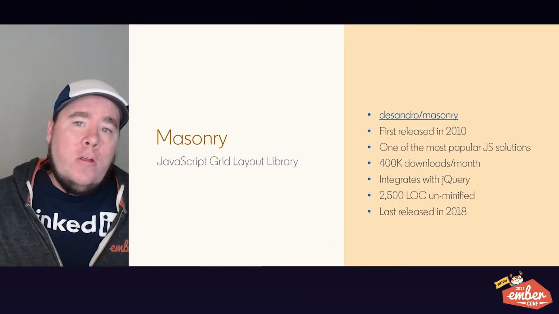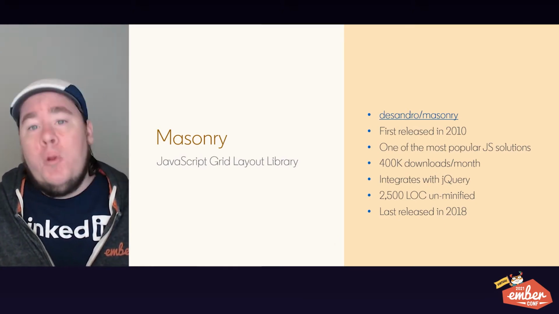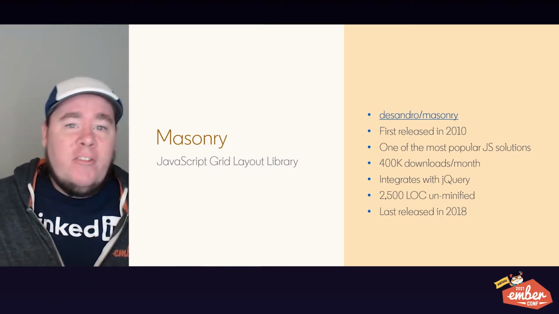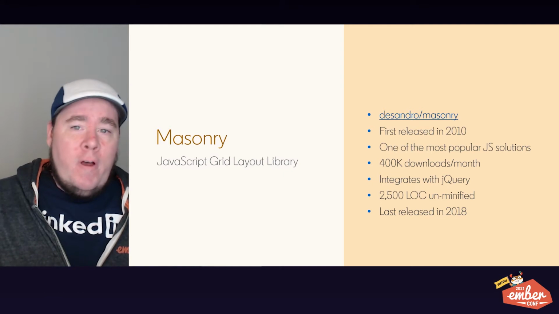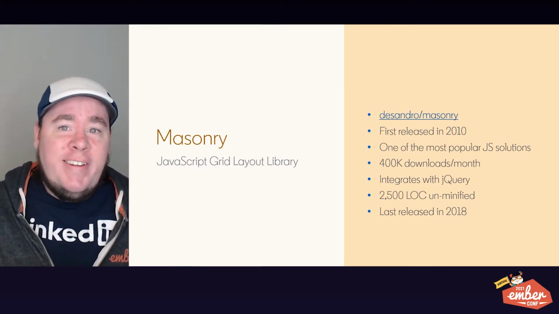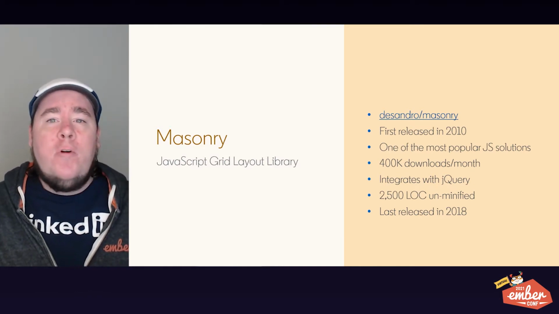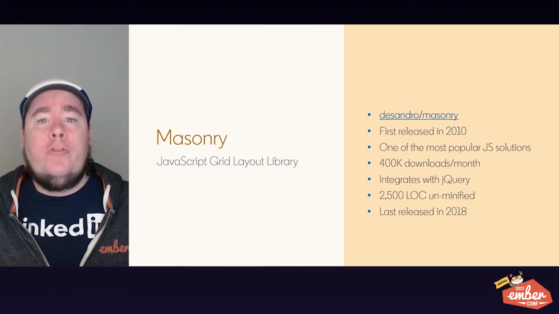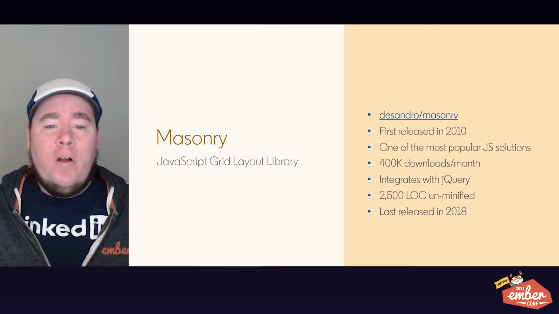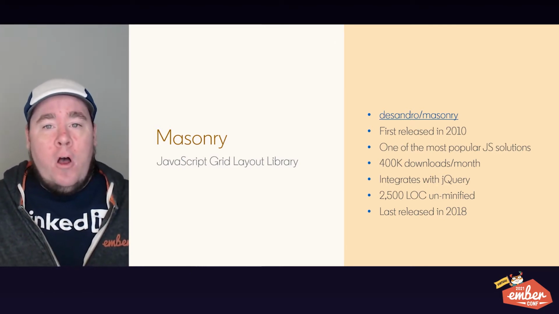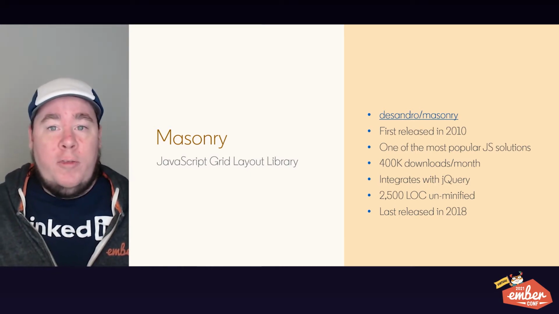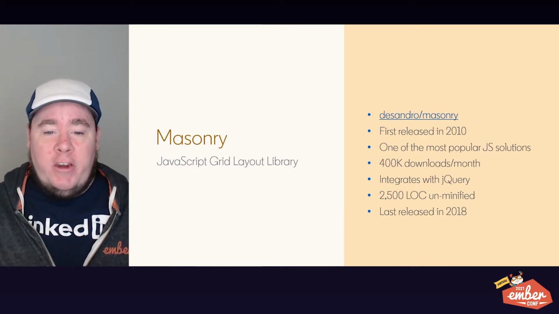So let's think about how we might implement a masonry layout. Many of you may know about the Masonry JavaScript library found on GitHub at Desandro/Masonry. It was first released in 2010, and it's one of the most popular JavaScript solutions for masonry layouts today. In fact, it has over 400,000 downloads a month on NPM, and part of its popularity came from a strong integration with jQuery over the last 10 years.